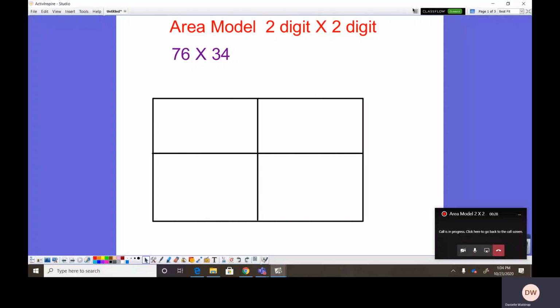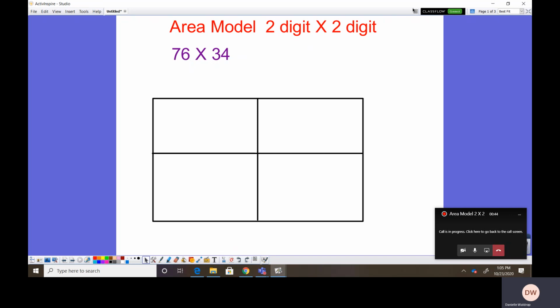All right, so this week we continue working with area model for multiplication. So we're going to be doing 2-digit by 2-digit. Last week we started doing 2 and 3-digit, multiplying it by a 1-digit number. So we've expanded on that this week. And remember, this is a strategy that you can use.